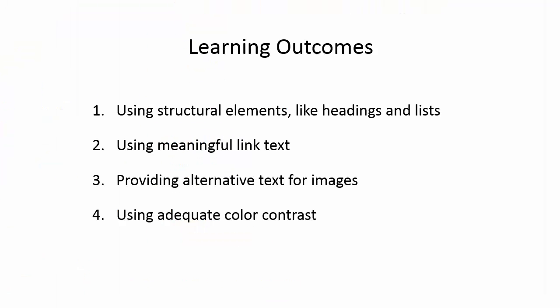In this video, we've looked at 4 basic tips for making your web pages more accessible. Using structural elements like headings and lists, using meaningful link text, providing alternative text for images, and using adequate color contrast. This only scratches the surface of web accessibility, but these tips address very common issues and barriers. Adopting them into your web authoring process is an easy way to have a big impact on the accessibility of your web pages.